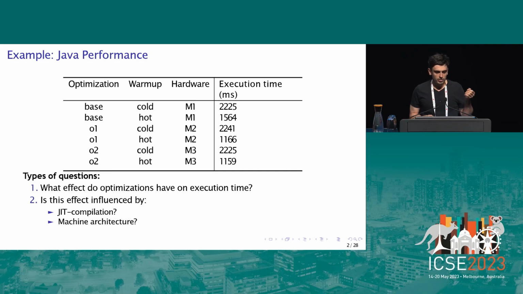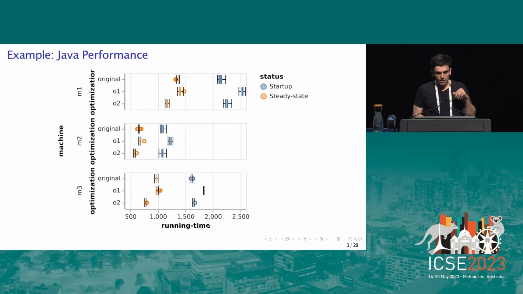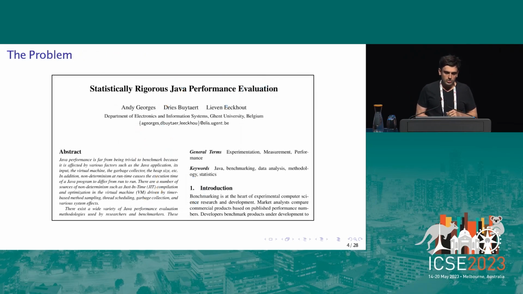And the questions you have are like, what effect does the optimization have on execution time, or is this effect influenced by just-in-time compilation or machine architecture? So you can try to sort it out visually, where you do lots of box plots, and if you have lots of features, the box plots get increasingly scary, so it's kind of hard to sort it out. So then you can turn to the statistical literature.